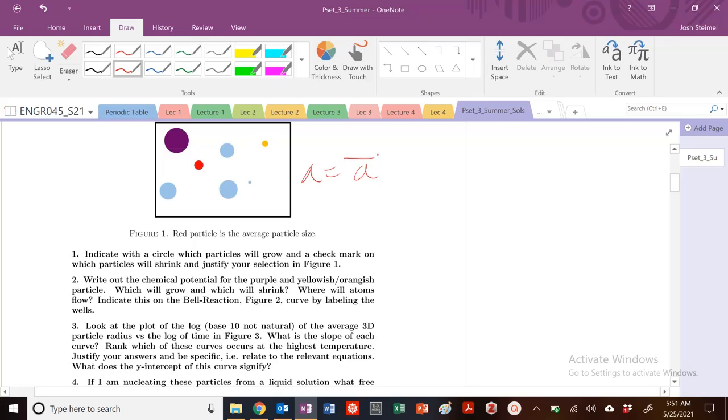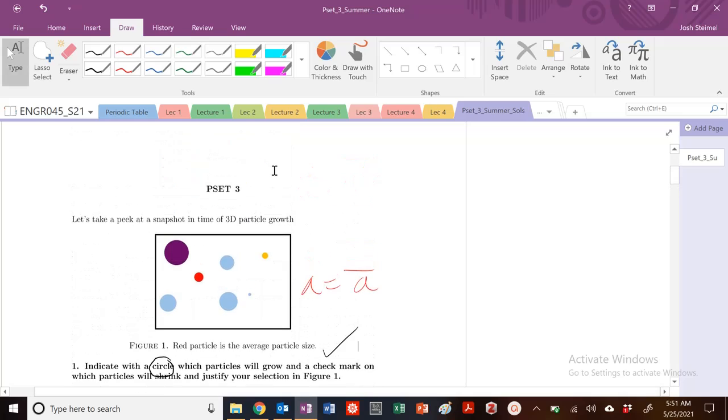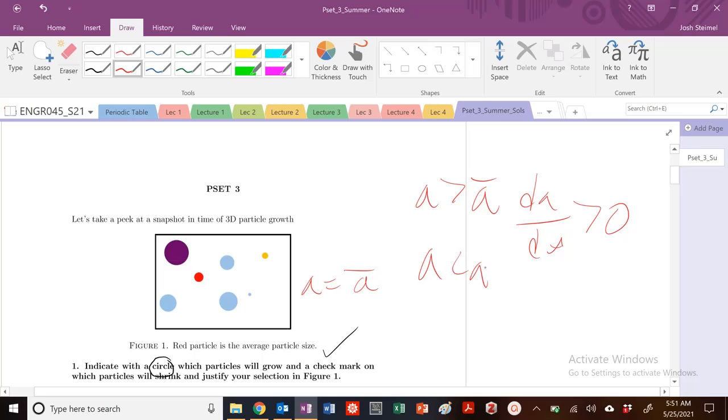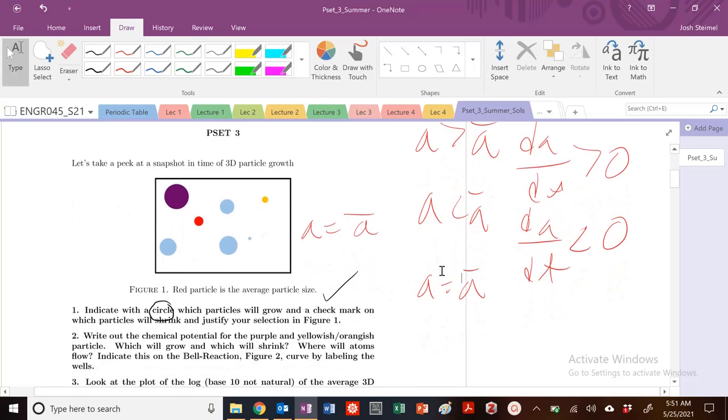We need to indicate with a circle, in a different color, black, which particles will grow, and a check mark on which particles will shrink. We know, looking at 3D particle growth, our criteria from the lecture notes: if A is greater than A bar, then dA/dt is greater than 0. If A is less than A bar, then dA/dt is less than 0. And if A is equal to A bar, dA/dt is equal to 0.